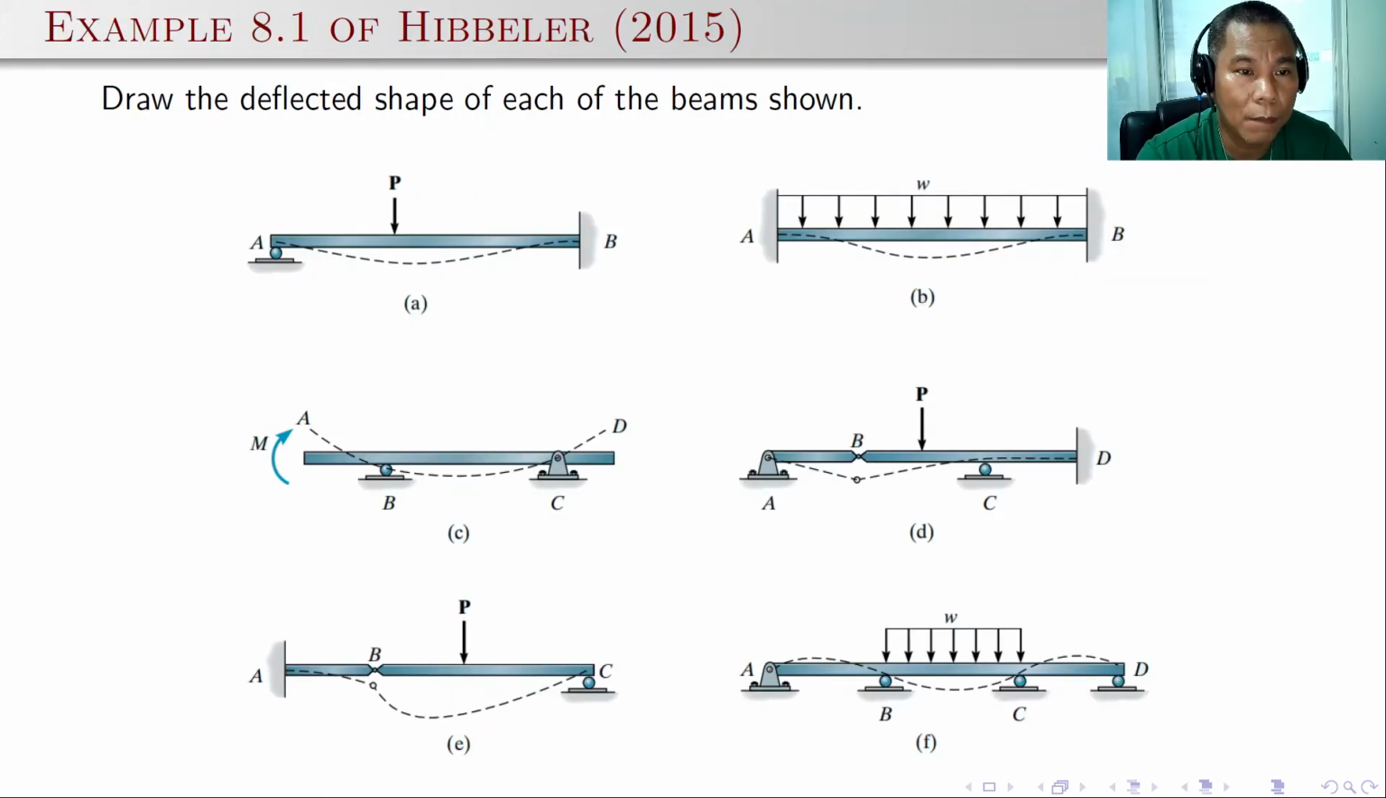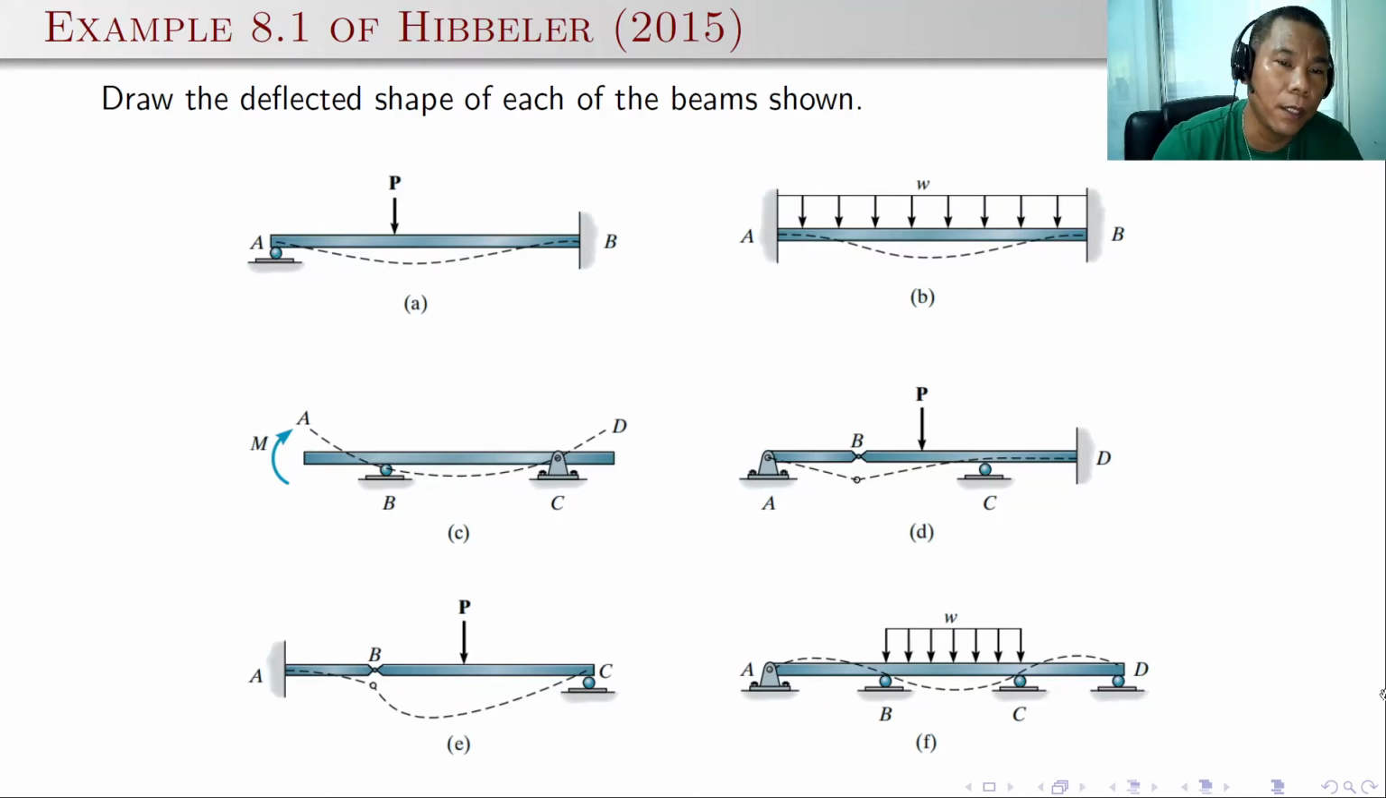Here is an example to draw the deflected shape of each of the beams shown. Of course, this is not a quantitative drawing of the deflection. Quantitative means you need to have the numerical values, but here it's just a drawing, a possible drawing of the effect of the loading.